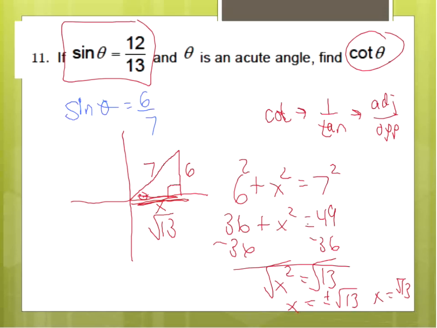So if I want cotangent, now I'm going to write my adjacent over opposite. So cotangent theta equals adjacent root 13 over opposite 6. All right, so you would do the same thing for the actual number 11 on your worksheet. It would be set up the same way, in the same manner.